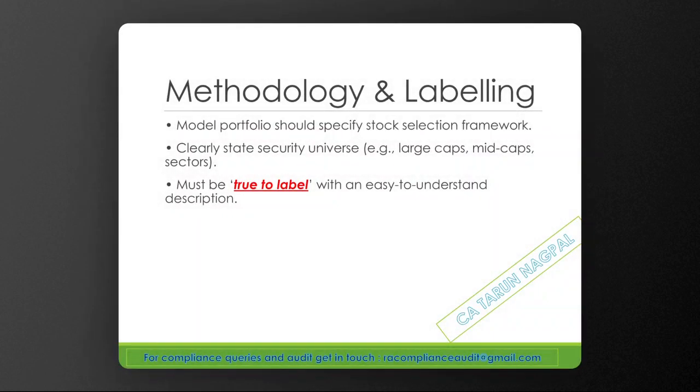Number one component is the methodology and the labeling, right? You need to define the methodology of a model portfolio, which means if you are choosing stocks on momentum basis, on growth basis, on earnings basis, or any theme based or any index based, you need to define that methodology. A step by step process need not be given, but the overall methodology that you are following to select the stocks in that portfolio, you need to define. It is a mandate, so it is mandatory.